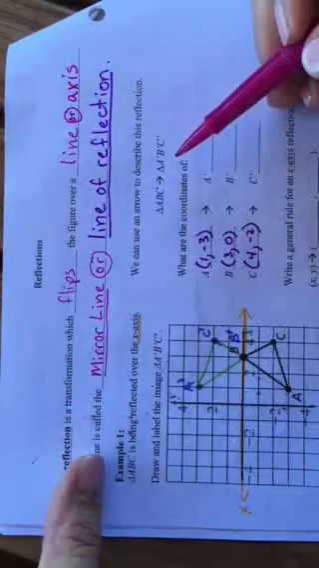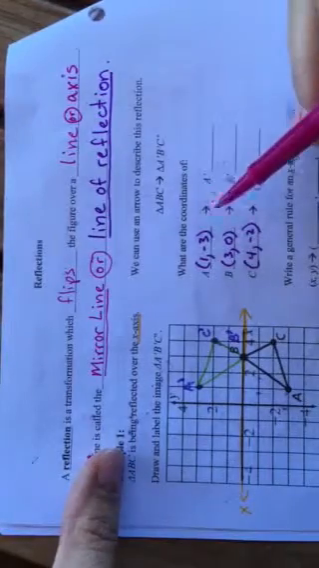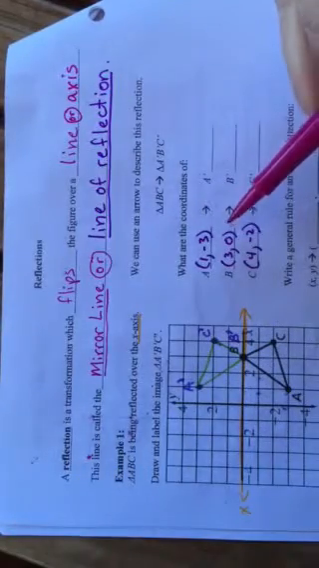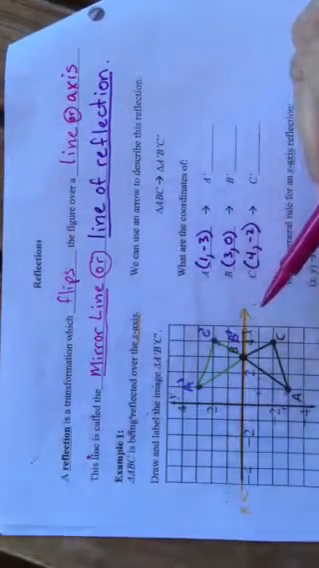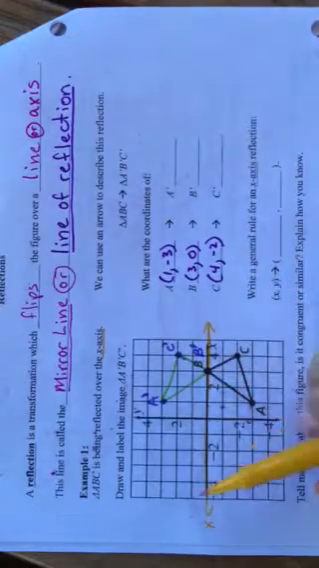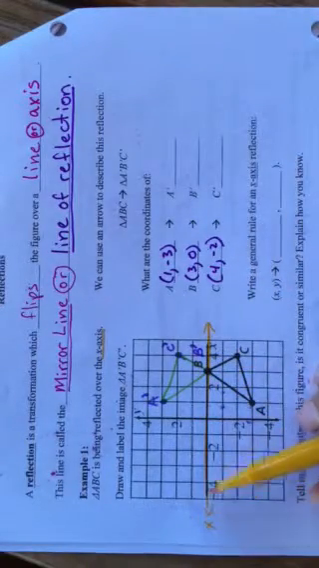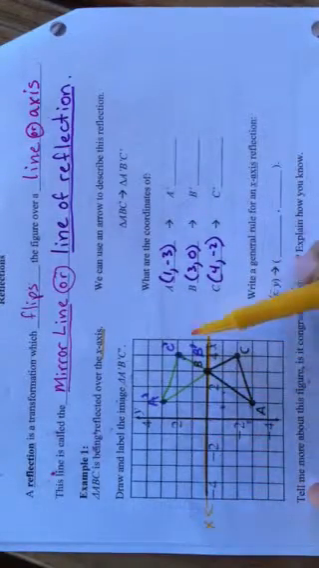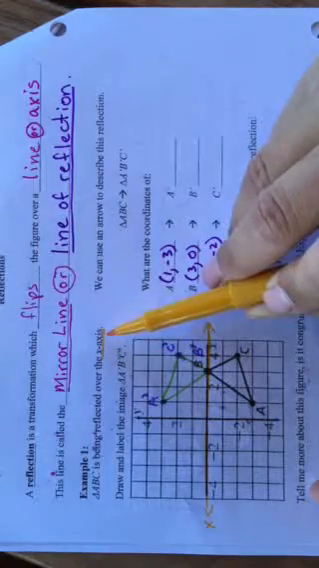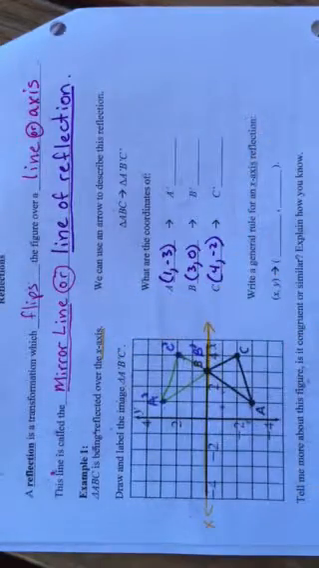So let's start with example 1. Triangle ABC is being reflected over the x-axis. So the first thing I like to do is draw in your line of reflection, and I went ahead and just darkened the x-axis in because it matches what we're asked to do here.